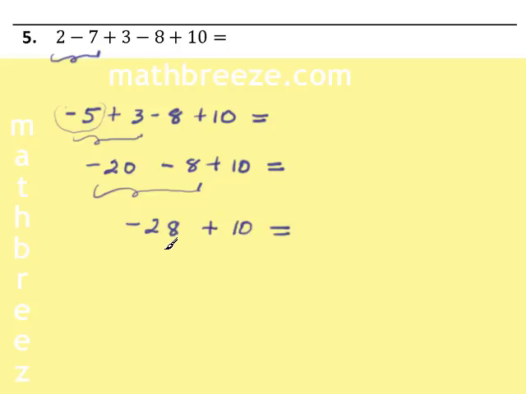And now we're adding a positive and a negative, so we're going to subtract, take sign of bigger. So 28 subtract 10 is 18, and the number that's larger in absolute value is negative, so the answer is negative.